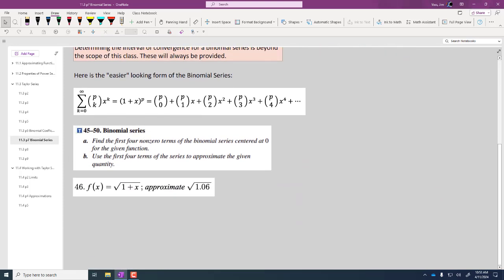So, I wrote it right there. Yeah, duh. So that's the way you should be thinking about the binomial expansion. It's just a modified geometric series. So let's check it out.